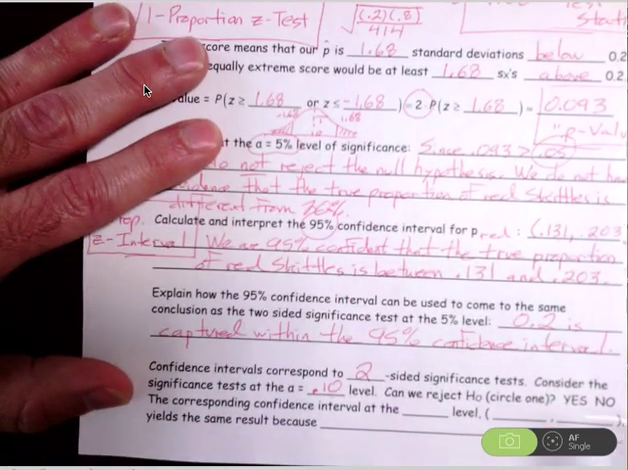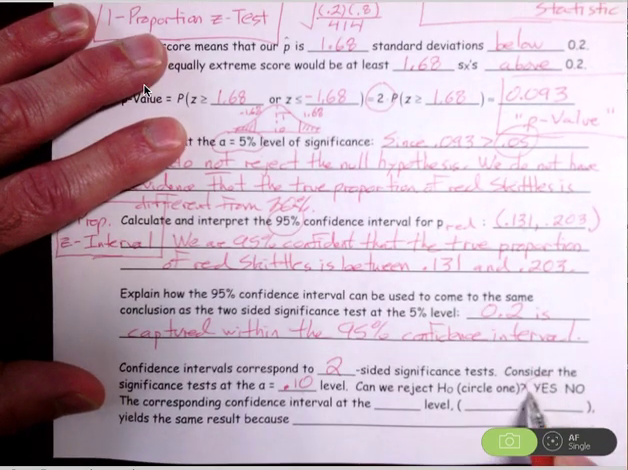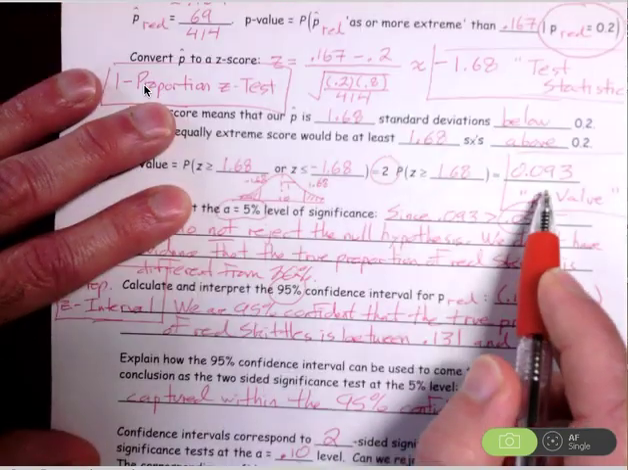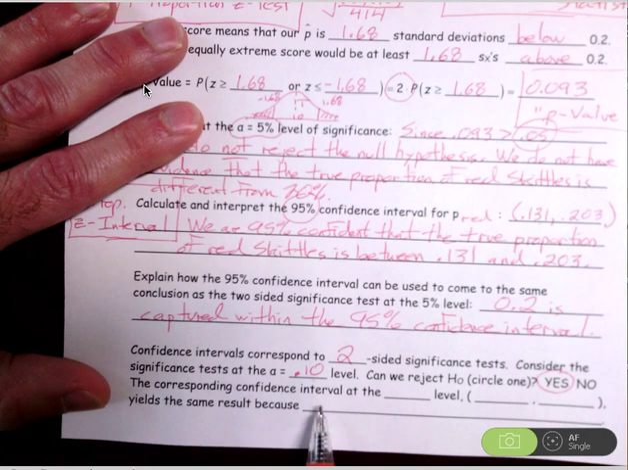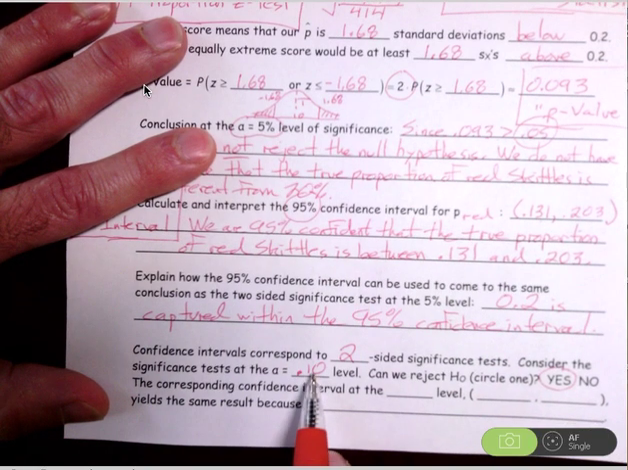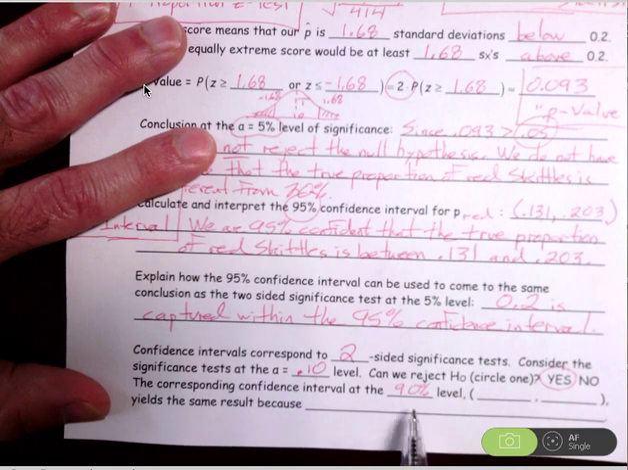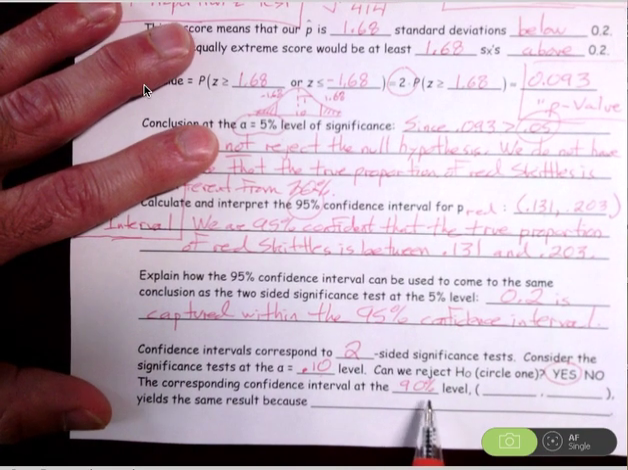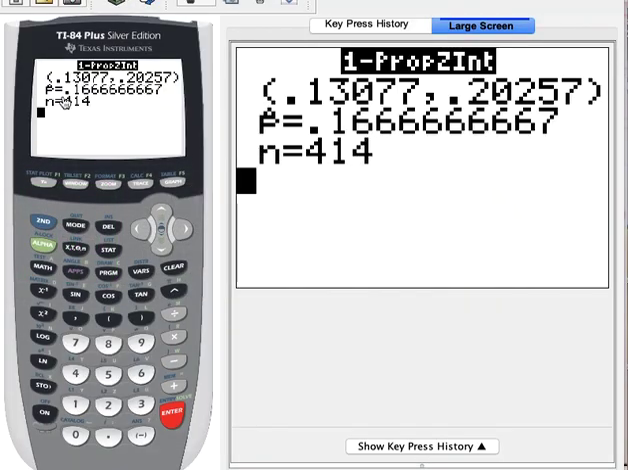So can we reject the null hypothesis at the 10% level? You bet. Because that p-value is less than 10%. But the corresponding confidence interval is going to show us that. Look, the 10% level, using that as alpha, if I take 10% away from 100%, that leaves 90%. So the corresponding confidence interval should be at the 90% level. So let's use the calculator to build that.